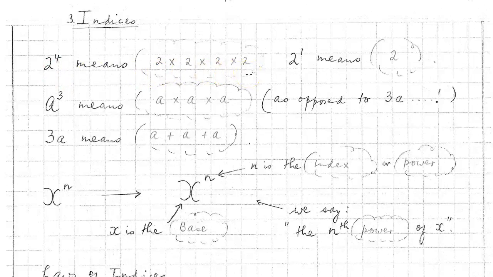2 to the power 1, that's just a 2 on its own. And often we just leave it off. In fact, we always leave it off. You should know that if there's a 2 on its own, it means 2 to the power 1.